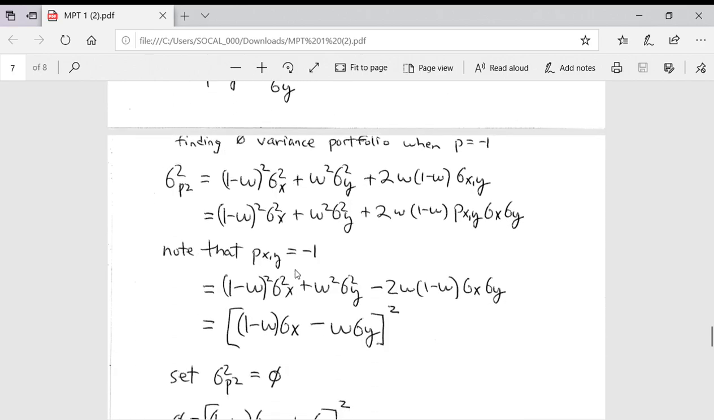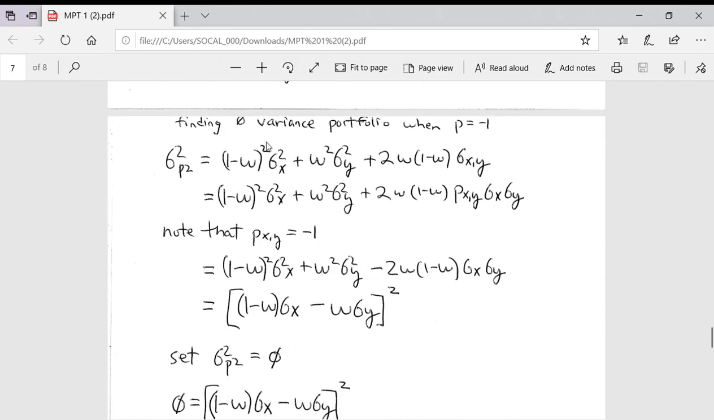The second proof we have involves finding the 0 variance portfolio when the correlation coefficient equals -1.